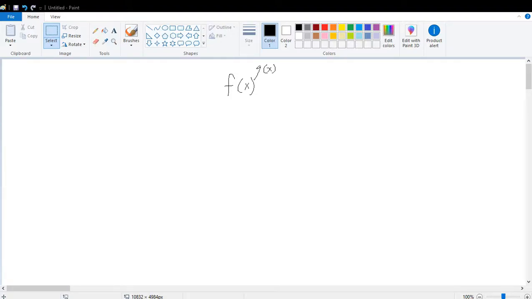Hi there. I'm going to be showing you how to find the derivative of a function of the form f of x to the g of x. So, one function to another function. This does work if g of x is a constant, but that's just the power rule, which is very easy. This can also be used to prove the power rule, but we'll get into that later.